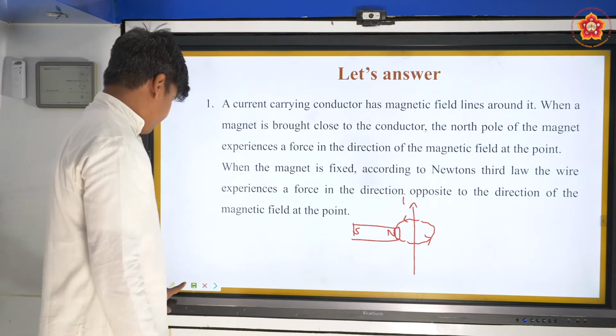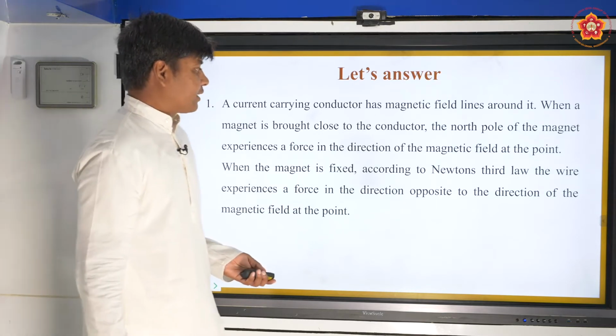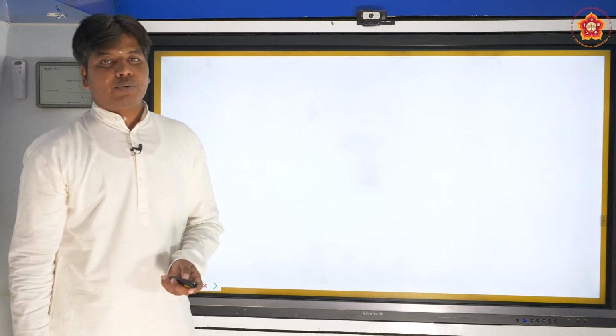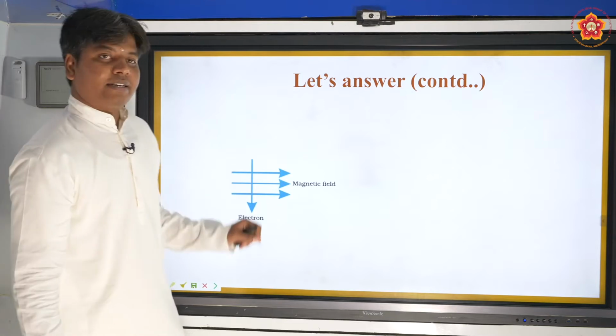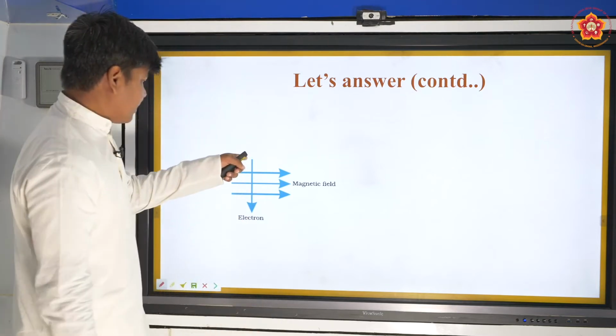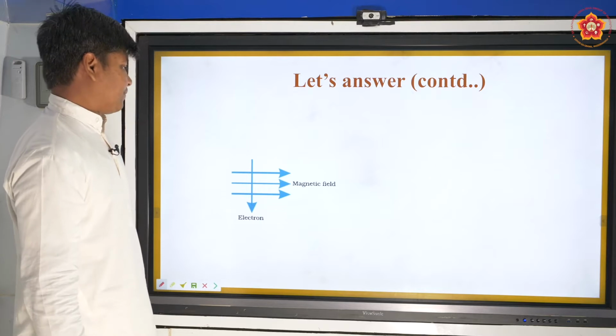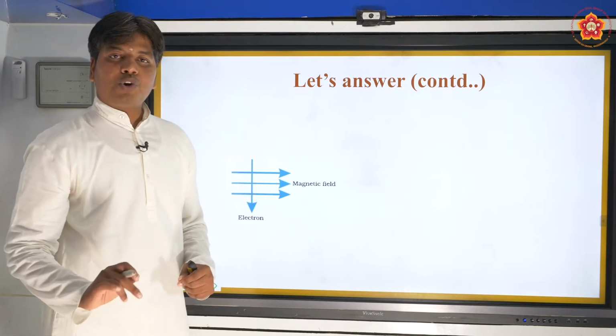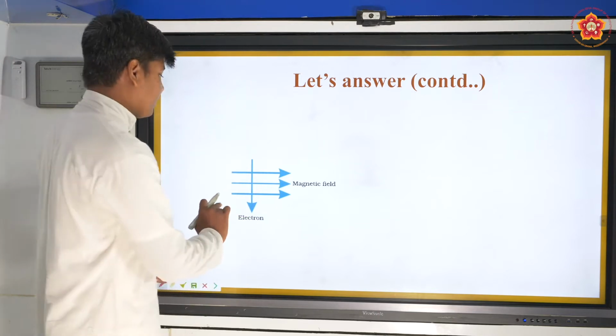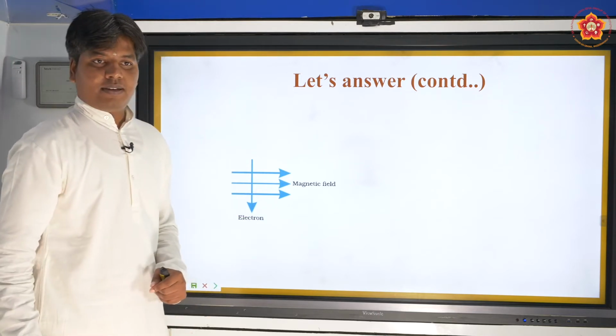Now let us go to the second question. What is the second question? I have given you this diagram. The electron is moving in this fashion and the magnetic field is given in this direction. What will be the force experienced by this electron?